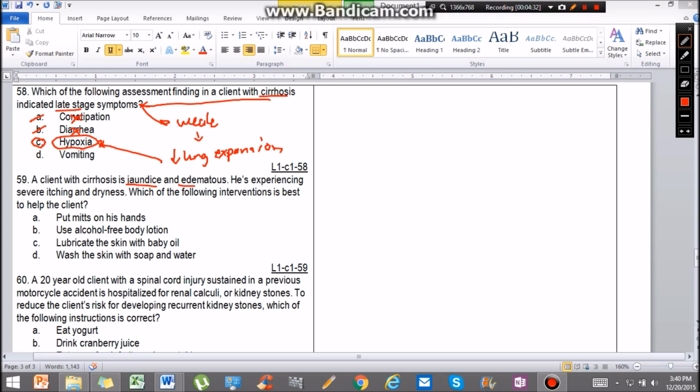Next, 59. A client with cirrhosis is jaundiced and edematous. So there's jaundice and there's edema. He's experiencing severe itchiness and dryness. Which of the following interventions is best to help the client? A. Put mitts on his hands. Possible. B. Use alcohol-free body lotion. C. Lubricate the skin with baby oil. Or D. Wash the skin with soap.